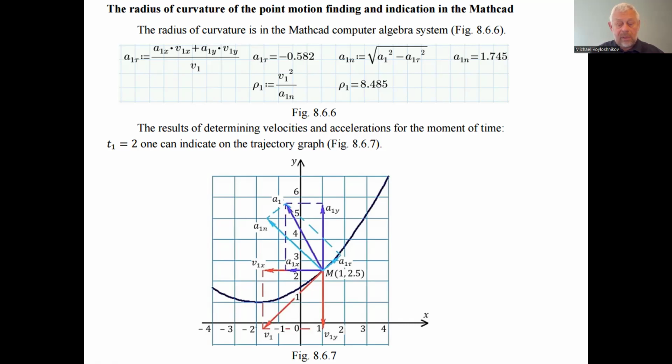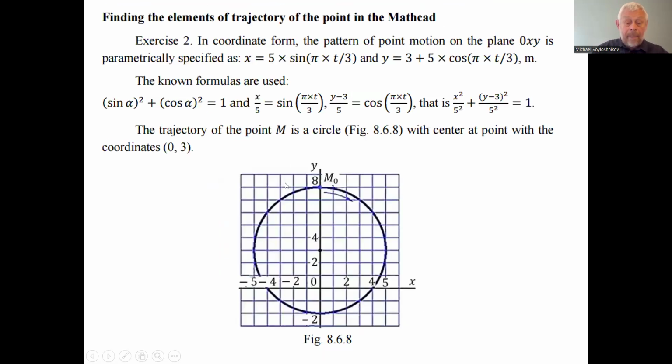The moving coordinate system possesses the normal acceleration and the tangential acceleration. If the tangential acceleration contradicts the velocity, that is slowing of the motion. At the definite time moment of 2 seconds, this is slowing motion with the tangential acceleration negative. Okay. So we have another exercise, exercise 2.